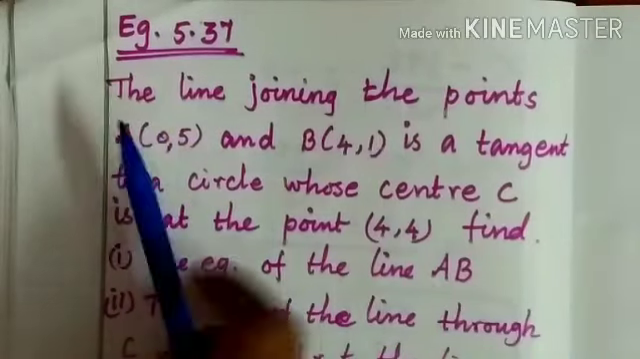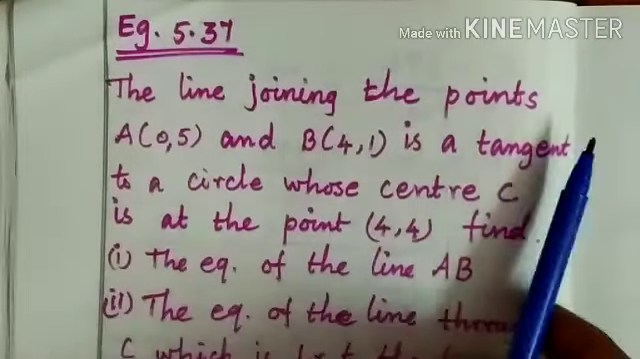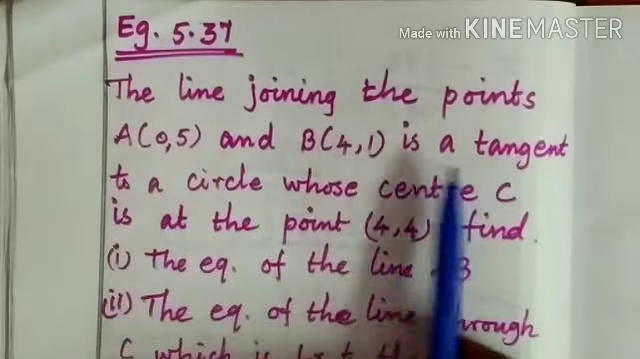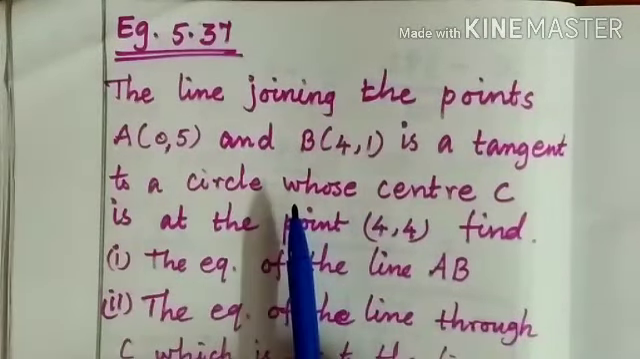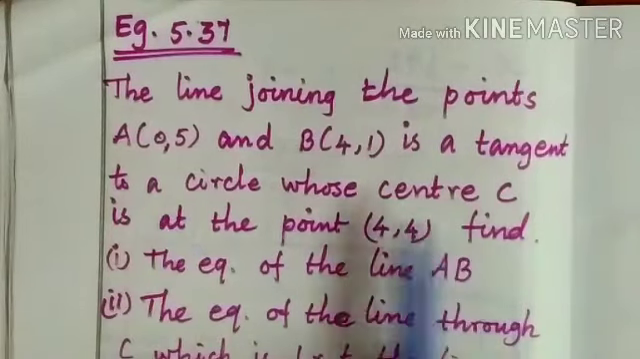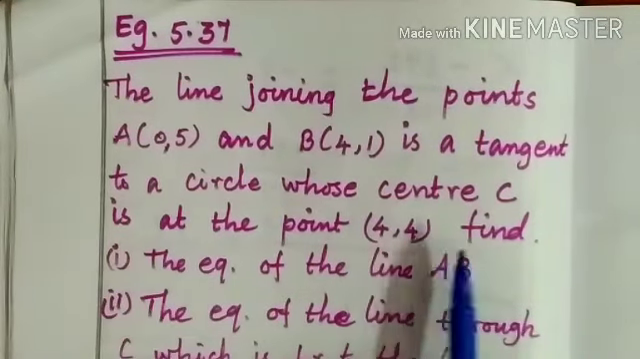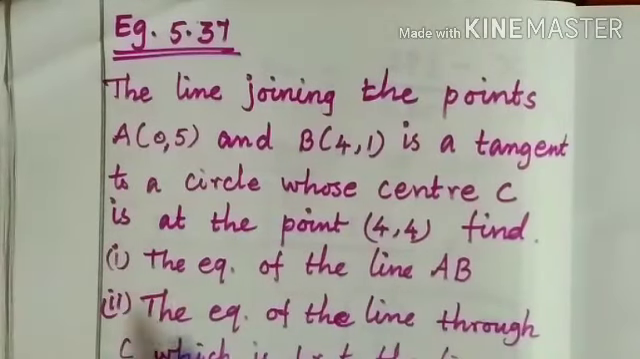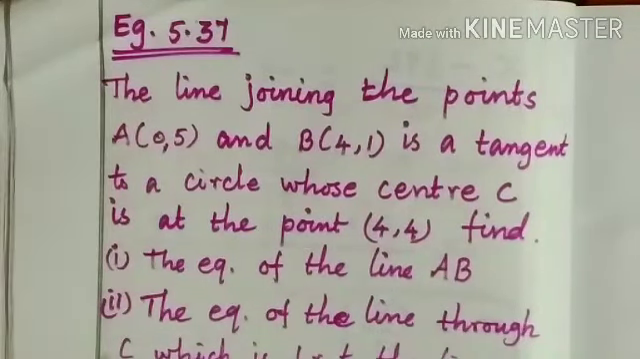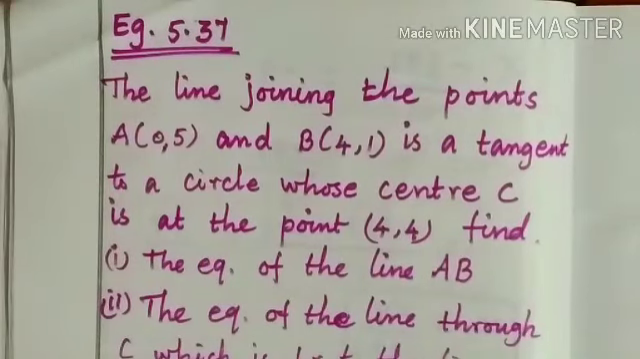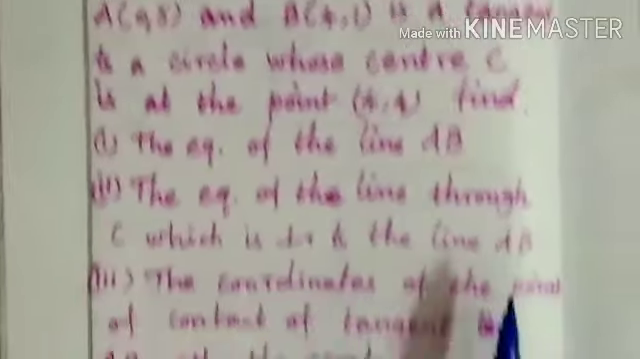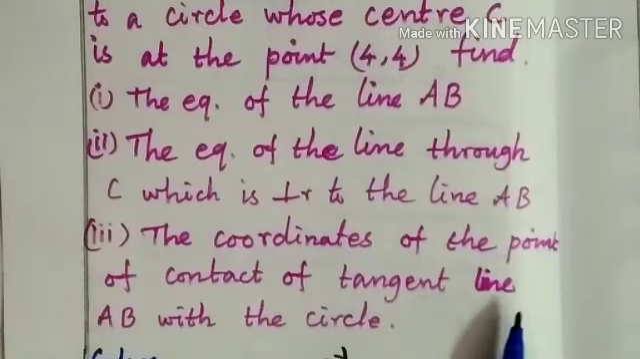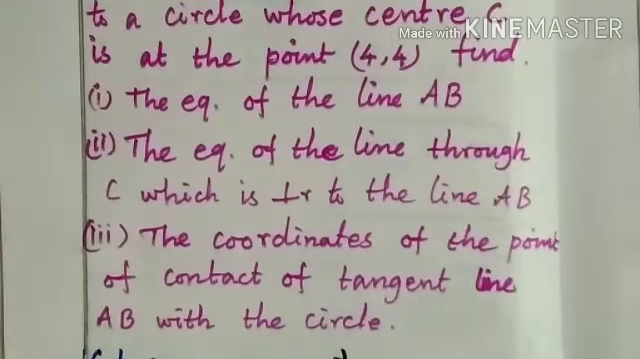The question is, the line joining the points A(0, 5) and B(4, 1) is a tangent to a circle whose center C is at the point (4, 4). Find the equation of the line AB. The equation of the line through C which is perpendicular to the line AB. The coordinates of the point of contact of the tangent line AB with the circle.